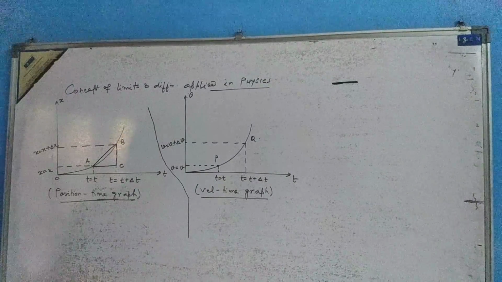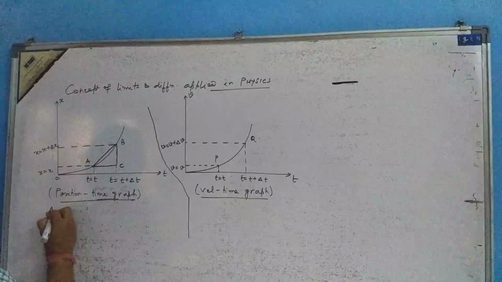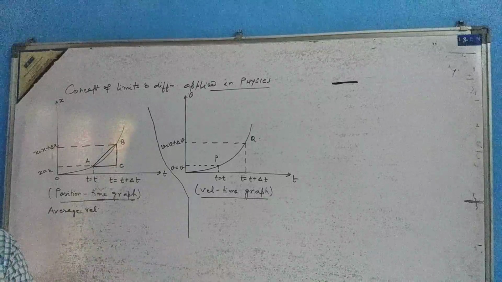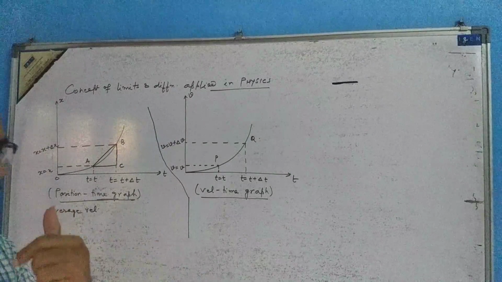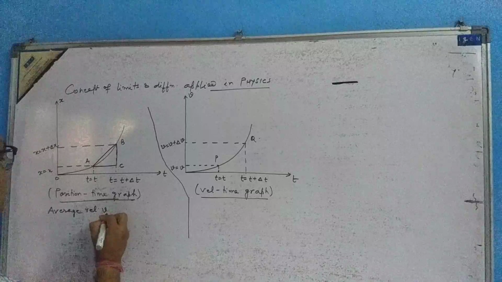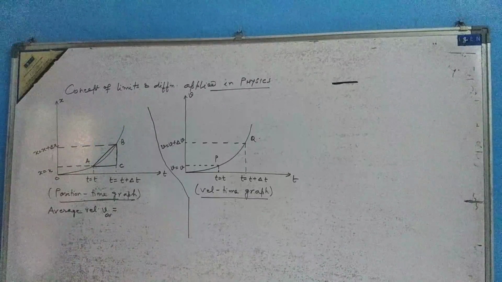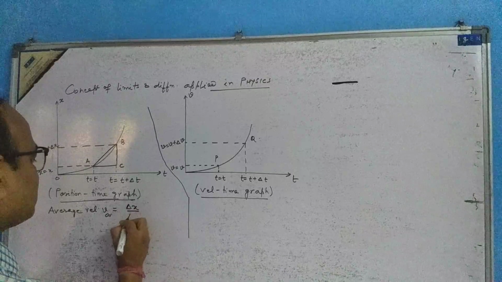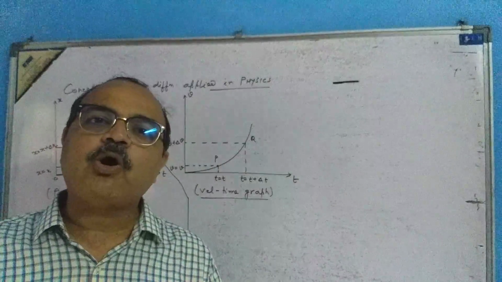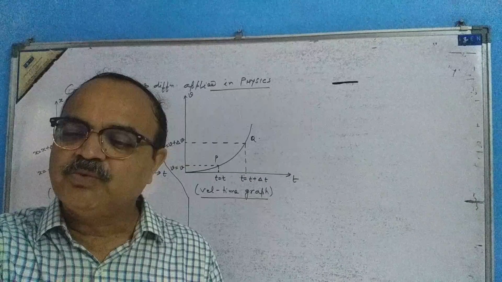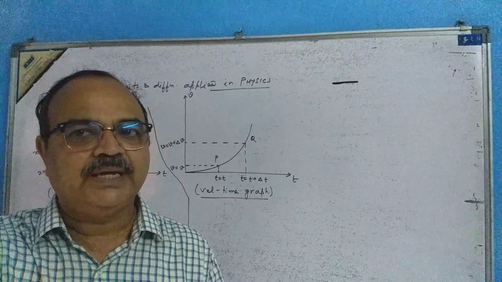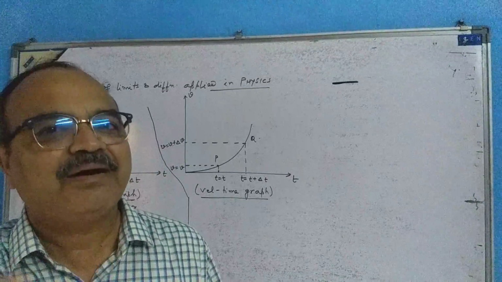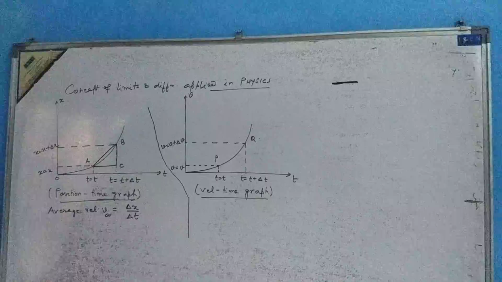What will happen? Obviously, the average velocity, I am talking about one-dimensional motion, so speed and velocity will be equal. Average velocity V average should be equal to, you will definitely write, delta x by delta t. Whenever the object is moving with variable velocity, the total displacement covered by the total time taken is known as the average velocity. Average velocity is delta x by delta t.